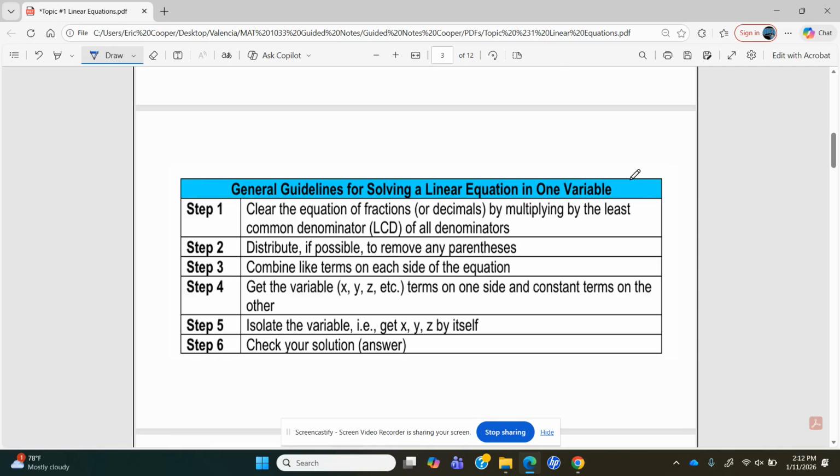If we don't have any fractions or decimals, we'll look to distribute, if possible, by removing any parentheses. We'll then combine any like terms that are on the same side of the equation. We'll get the variable by itself on one side and the constant terms on the other side. We'll isolate the variable, and then we'll check our solution if needed. So we're going to follow these steps as we go through and solve each of the problems.